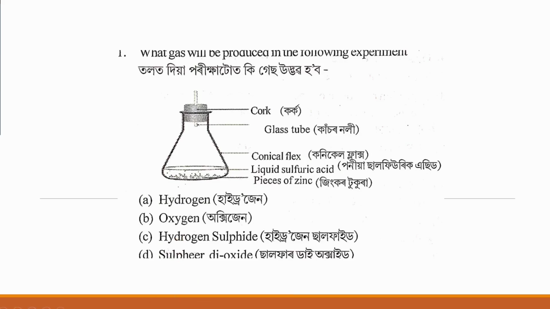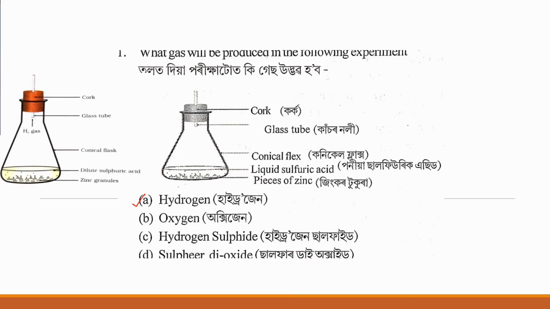Can you say what gas is produced? Hydrogen gas. Why? Because whenever dilute sulfuric acid reacts with zinc granules, hydrogen gas is formed. You can see here that zinc granules, when reacts with dilute sulfuric acid, then what gas is formed? Your hydrogen gas is formed.